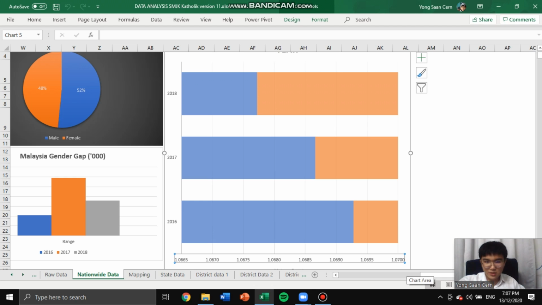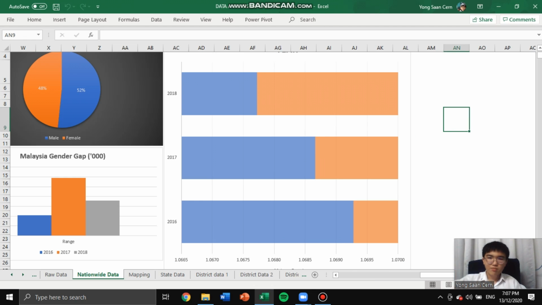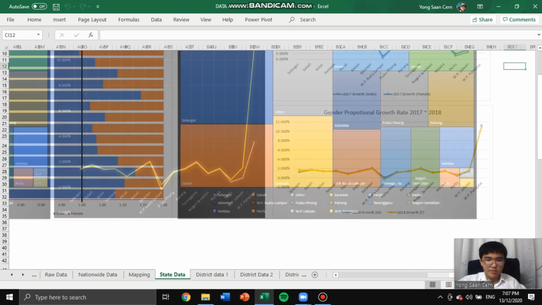And you can see from year 2016, it's 1.06925 of male compared to female, and then you can see it's slowly reducing. So the male ratio is slowly reducing, as you can see 2016, 2017, and 2018. The female and the male are slightly going toward 1-to-1. Yeah. And next, this is the state data.